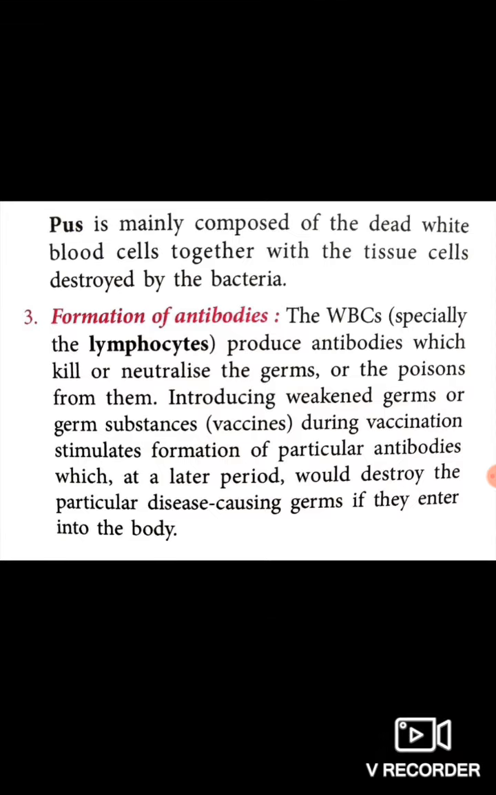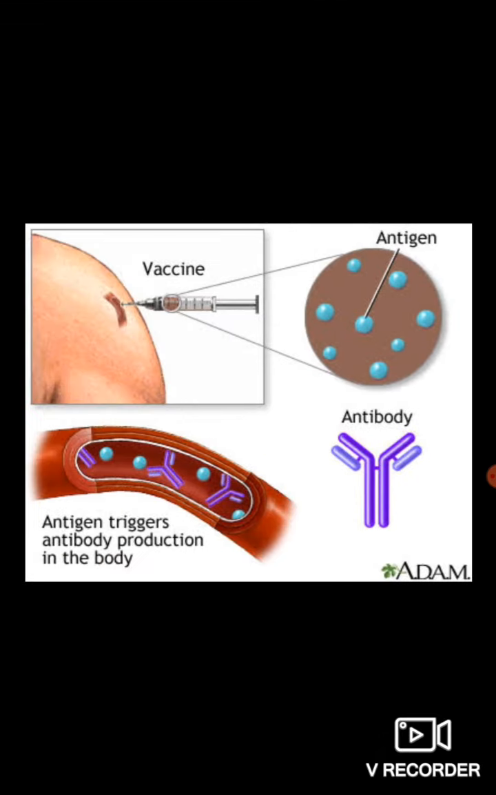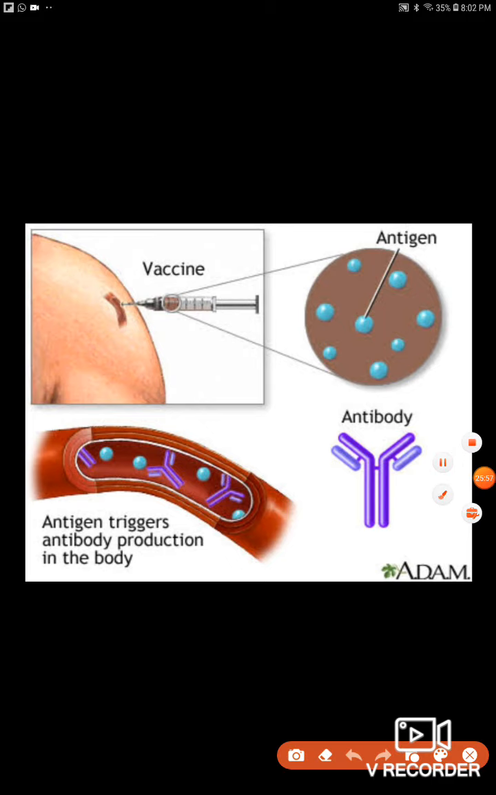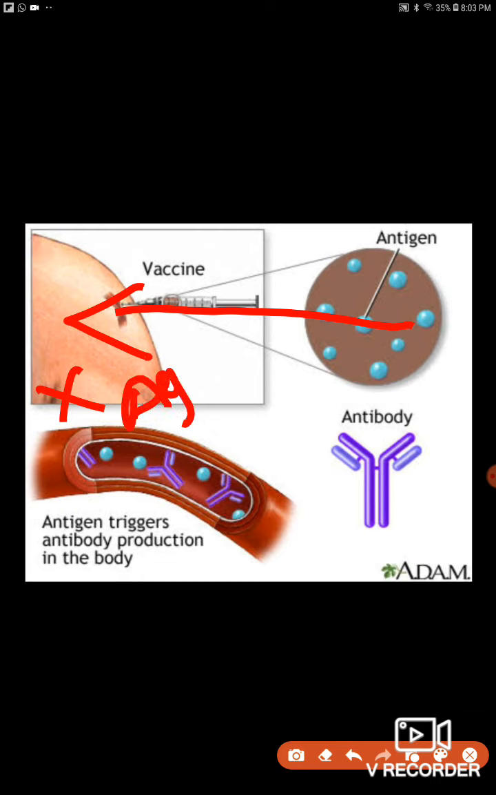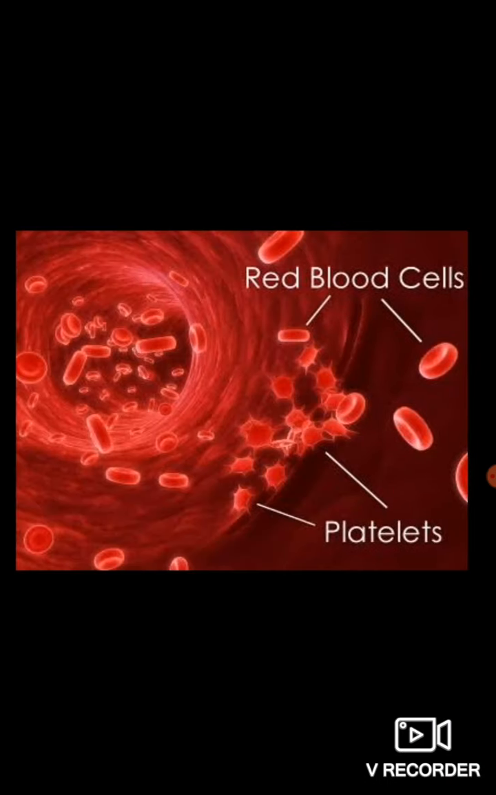This helps in the formation of vaccines. How? The weakened germs with their antigen are introduced inside our body in the form of a vaccine. If weakened germs go inside a body, they will not cause any disease, but they still possess their antigen. This antigen can trigger antibody production in our body. So they give immunity before the disease occurs. So these are the three functions of WBC.